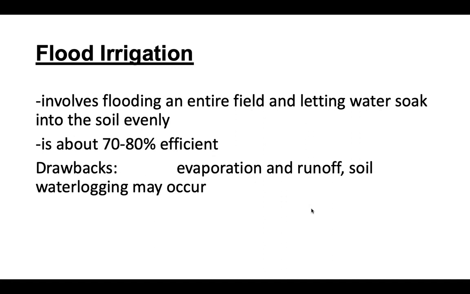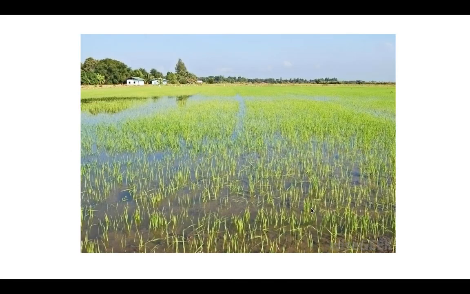You've also got flood irrigation, which is where you literally just flood an entire field and let the water soak into the soil evenly. This is about 70 to 80% efficient. Some of the drawbacks: evaporation and runoff still, and waterlogging may occur where some areas get way too waterlogged for the crops to grow successfully. So you can see an example of that here.